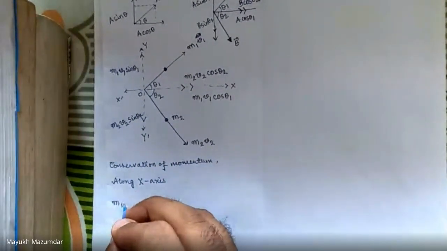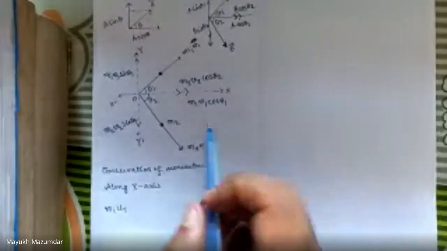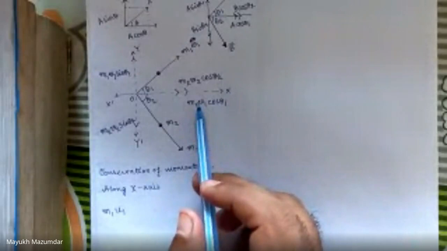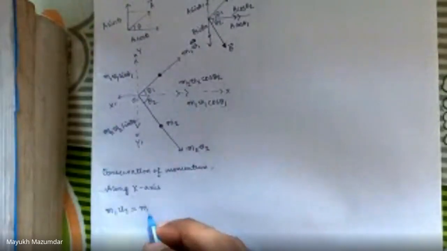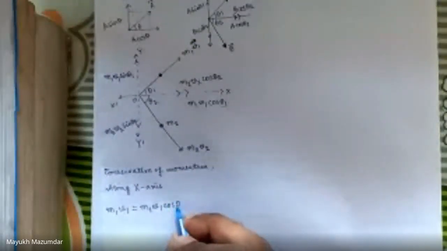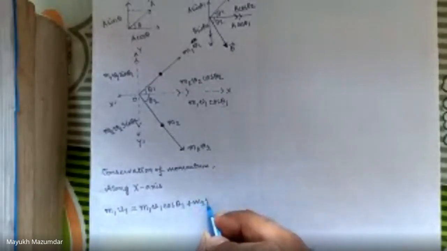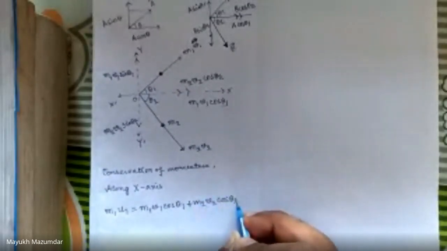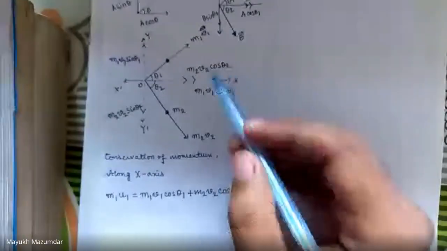What is the total momentum after collision? See, along the x-axis we have two components, and they are along the same direction, so they will get added up. So this one plus this one. Everything is along the x direction, so I am not writing the vector sign. I told you last day also that the unit vector for each and every term is the same. So I can simply write it in terms of scalars.